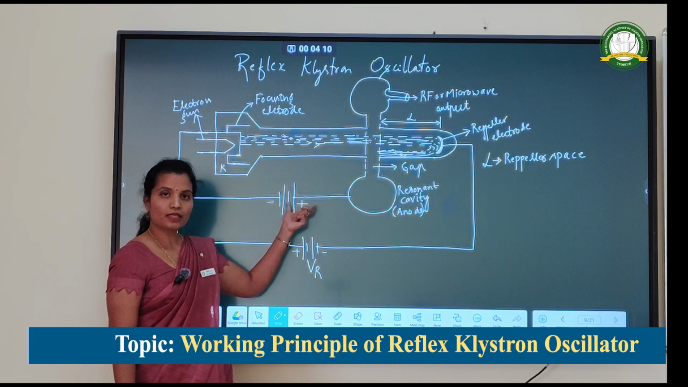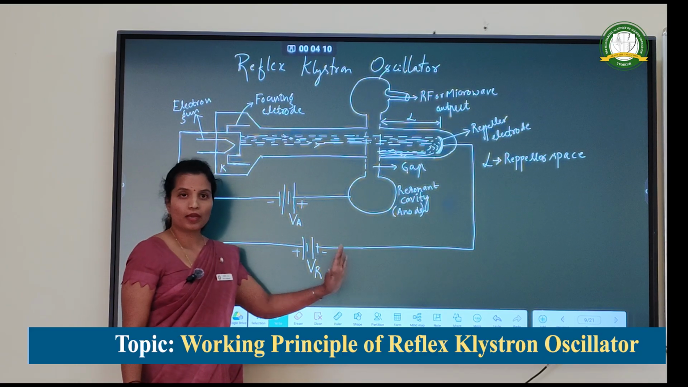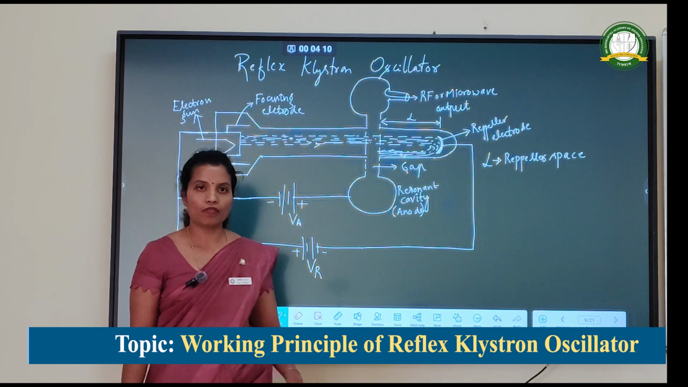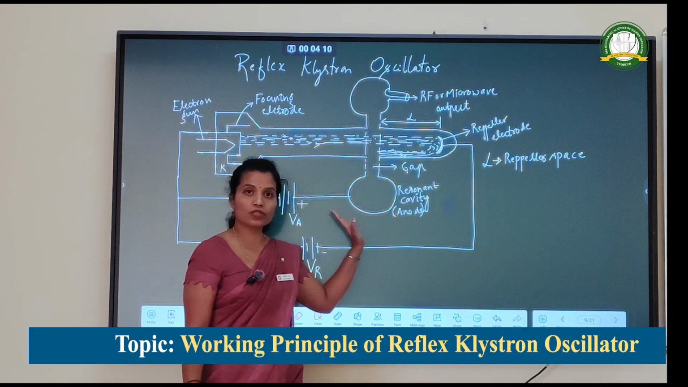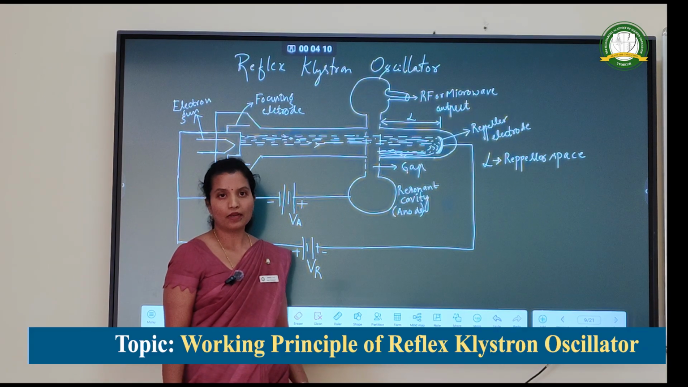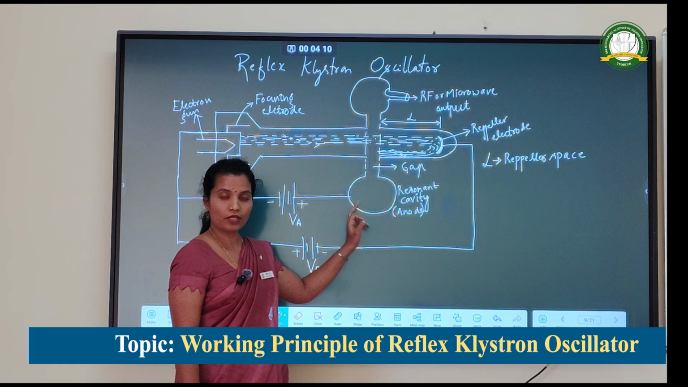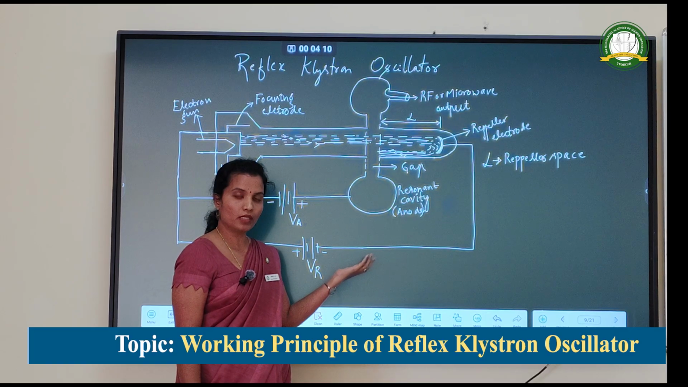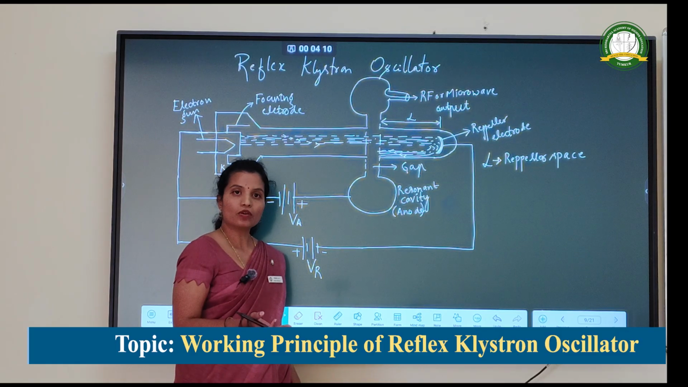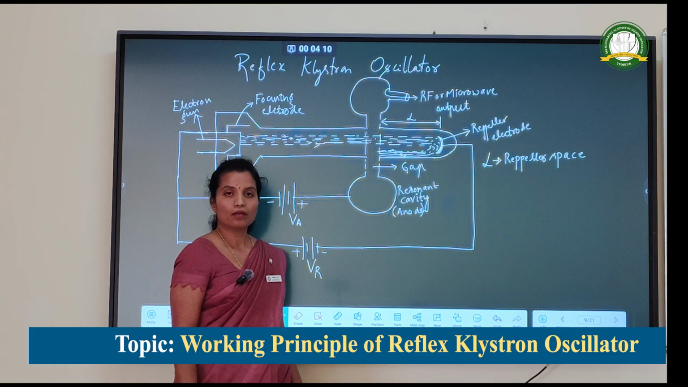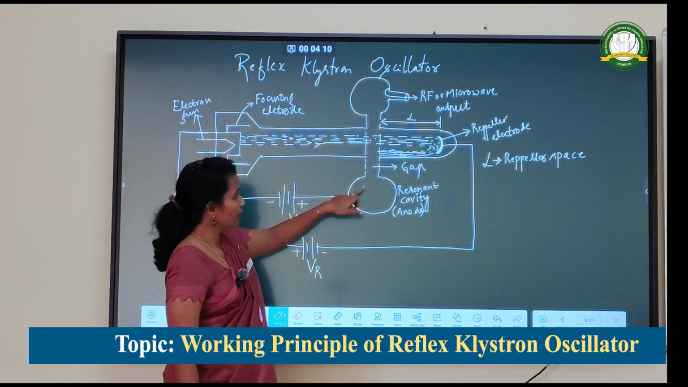Here, the DC voltage is applied to the resonant cavity. This DC voltage will be converted into an RF noise, radio frequency noise, across the gap. That will be producing a noise at the RF frequency. Since it is a resonant cavity, it will be producing a resonant frequency, and that frequency is present at the gap.